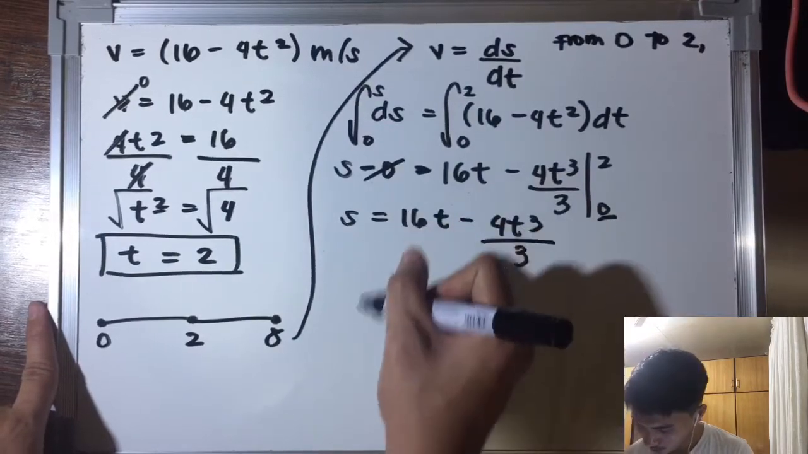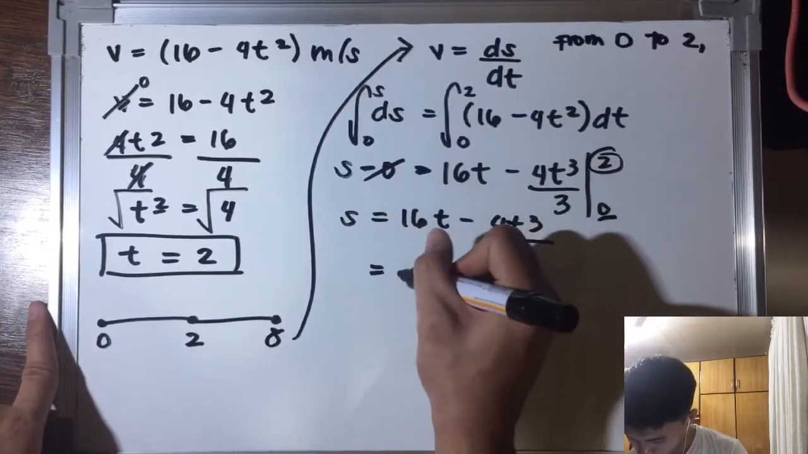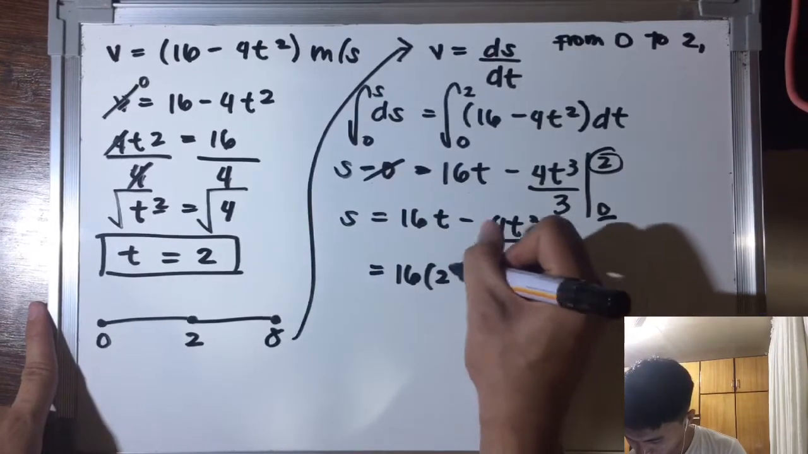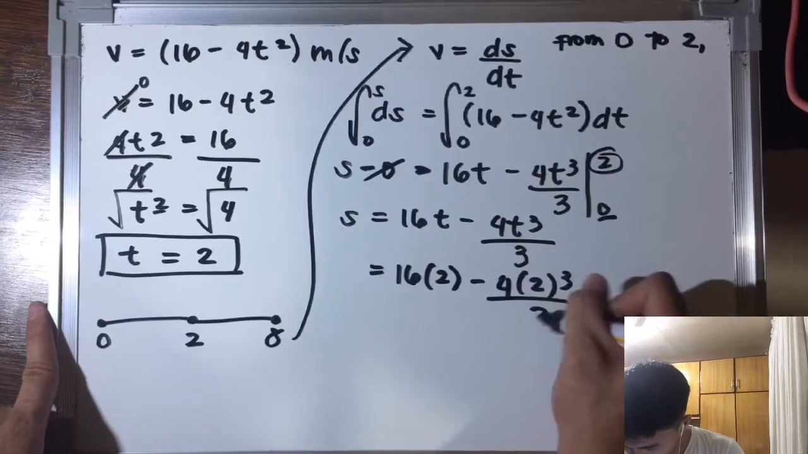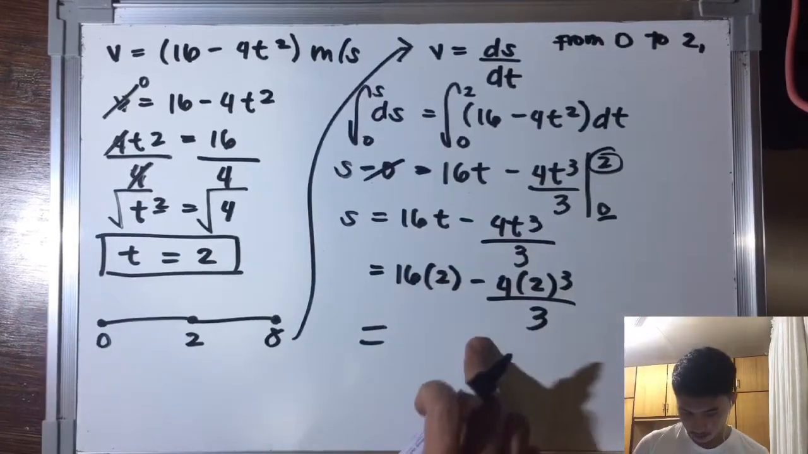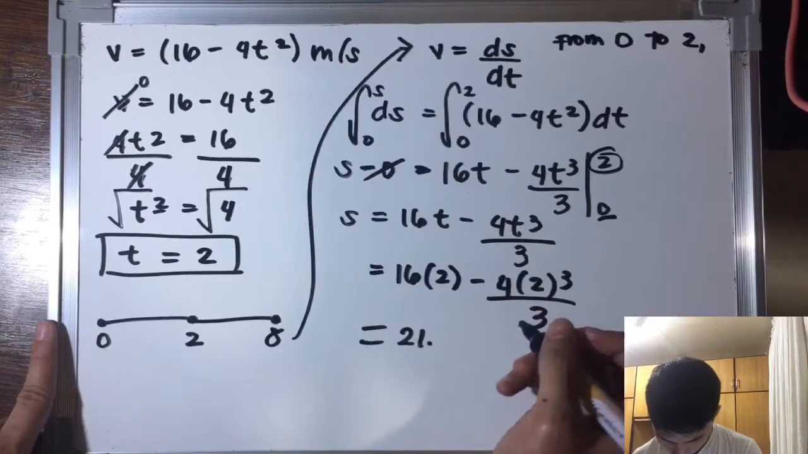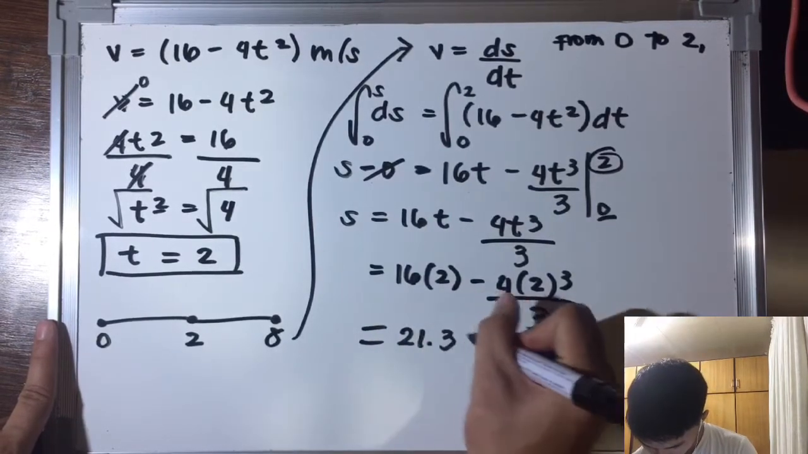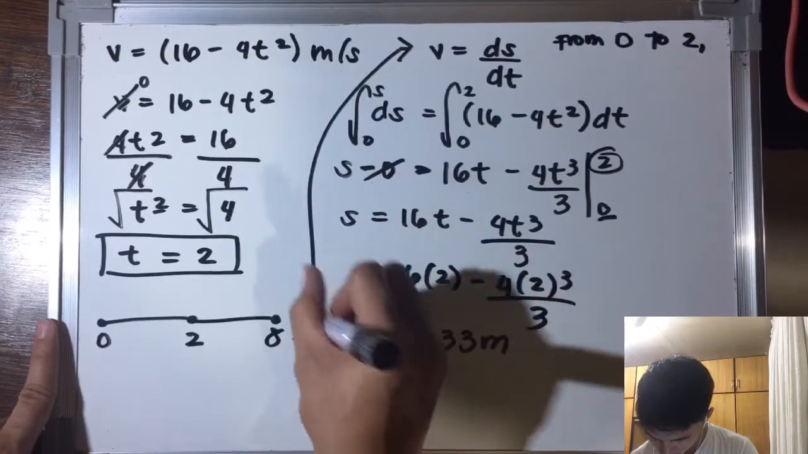The next thing that we're going to do is substitute the value of t, which is 2 seconds. So 16 multiplied by 2 minus 4 multiplied by 2 cubed over 3. Calculating this will give us 21.33 meters. So this is our S1.